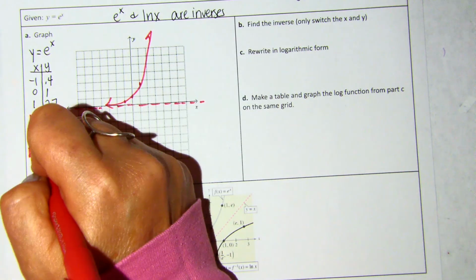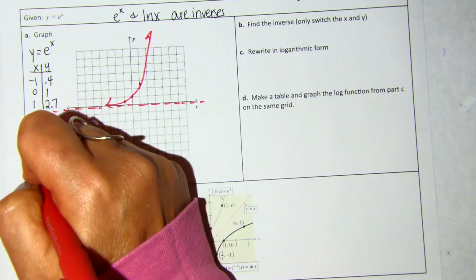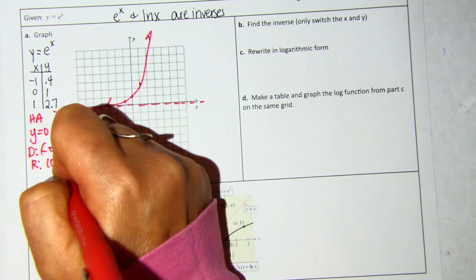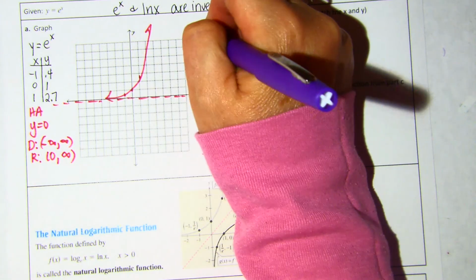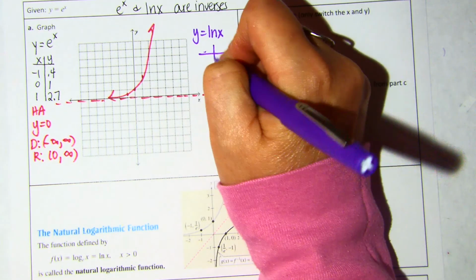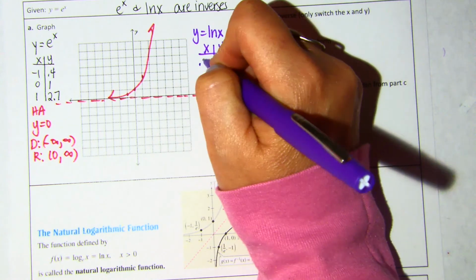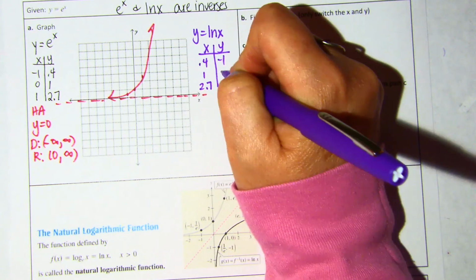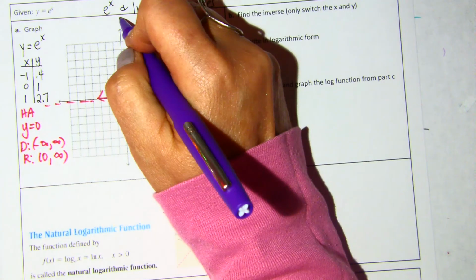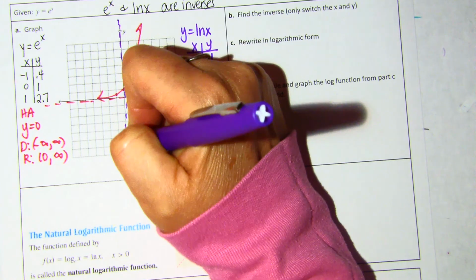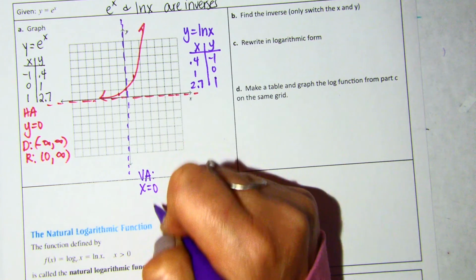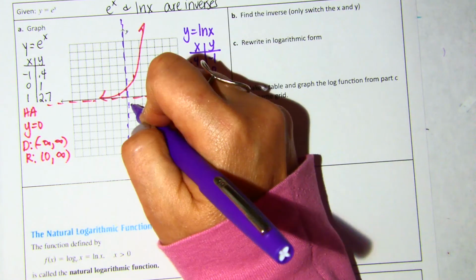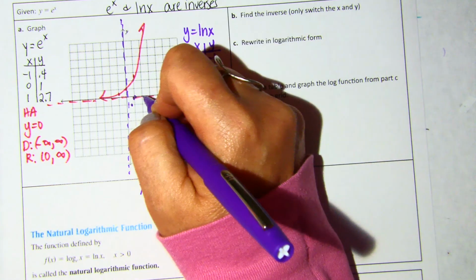And the domain here is all reals, so negative infinity to infinity. The range is from the asymptote up, not inclusive because it's a dashed line. Now for the natural log, which is the inverse, you're just going to take those points and flip them. It's exactly the same thing. So 0.4, 1, 2.7, negative 1, 0, and 1. And remember, instead of a horizontal asymptote, it has a vertical. So this has a vertical asymptote of x equals 0.